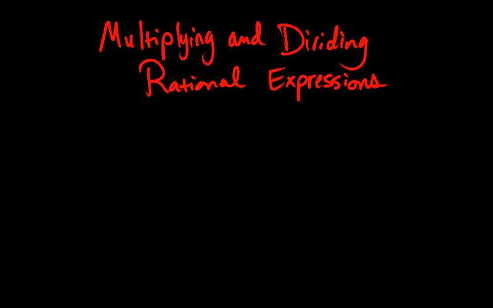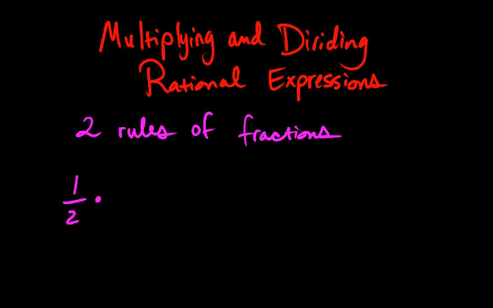I know it's everybody's favorite, but two rules of fractions, since a rational expression is basically a fancy fraction. Let me just remind you how we do a couple things with fractions. So if I have 1/2 times 3/2, the way that we multiply fractions is we multiply them straight across. So the answer would be 3/4.